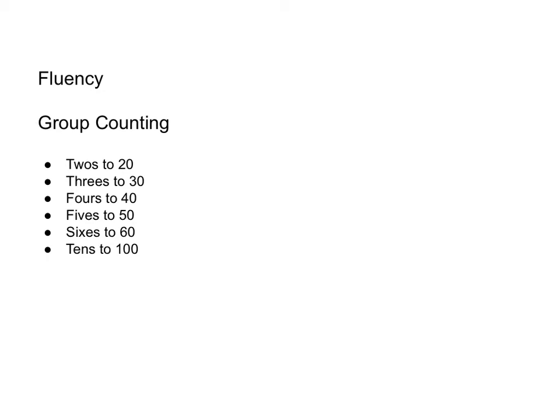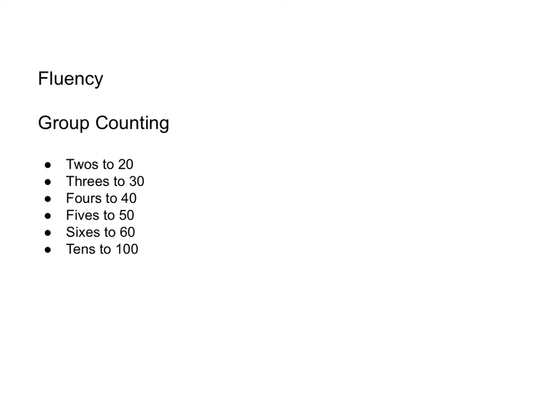So let's start: 2, 4, 6, 8, 10, 12. Let's go backwards from 12. 12, 10, 8, 6, and let's go forward from 6. 6, 8, 10, 12, 14, 16, 18, 20. All right, we're going to go 3s and we're going to go to 30.